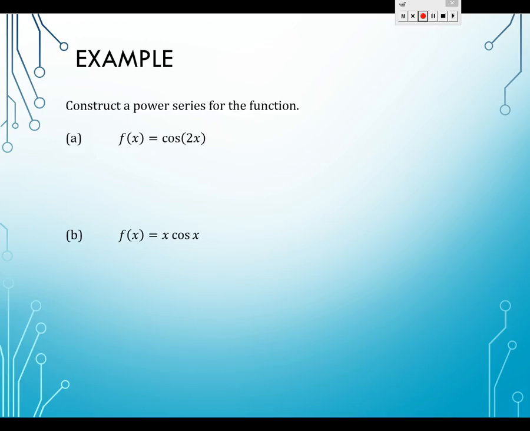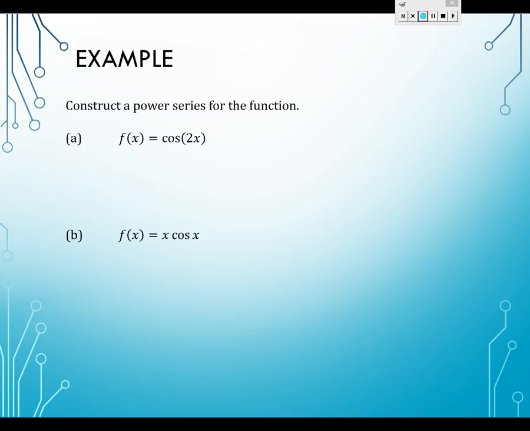So with that in mind, maybe we should hack our way into some of these, like cosine of 2x. Okay, whew, we've got the chain rule then. Every time we get a 2 coming out. All right, so the first derivative is going to be negative sine of 2x, times 2.